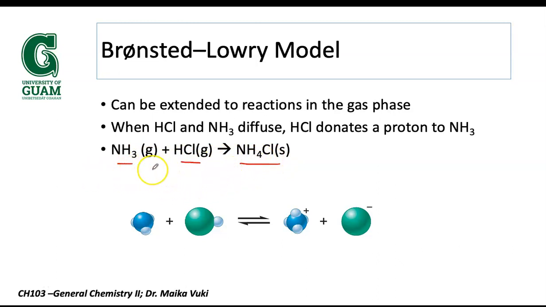What is unique about this? You don't see any water at all, and also you don't see any hydroxide species ever seen in here. You don't see any of this. So this is one advantage of the Bronsted-Lowry definition compared to the Arrhenius definition, because in Bronsted-Lowry you can say that an acid is a proton donor.